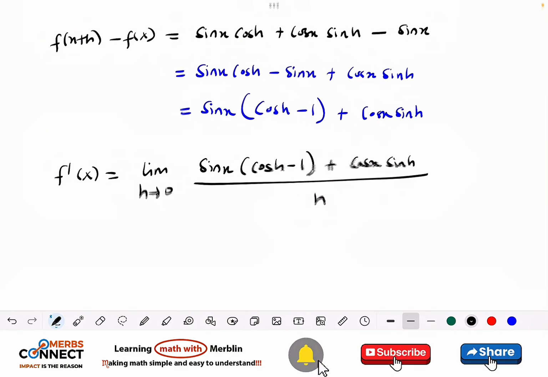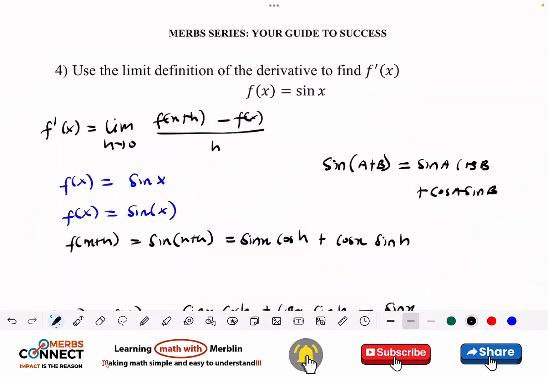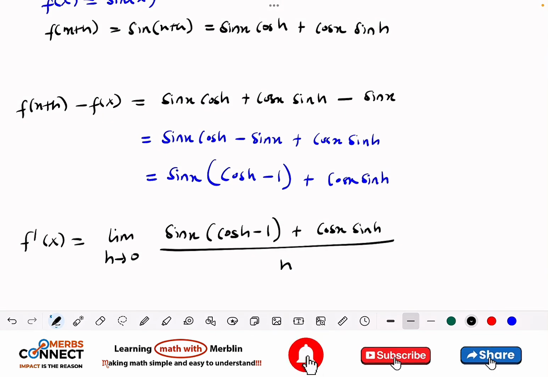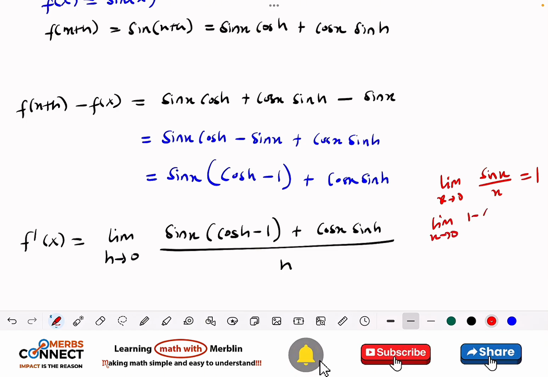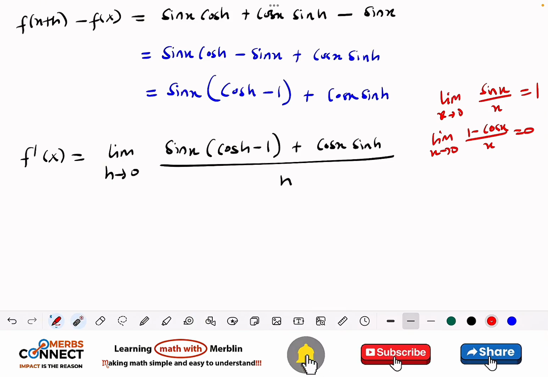Now what we need to think about here is the properties of limit again. Remember the properties of limit. Let me just remind you if you've forgotten. Remember that we talked about the limit as h is approaching 0 of sine x over x, this is equal to 1, right? And also remember that we talked about the limit as x is approaching 0 of 1 minus cos x divided by x, this is also equal to 0. So this is what you are going to use to evaluate this limit here. So we are going to manipulate this so that we get something like this out of it.